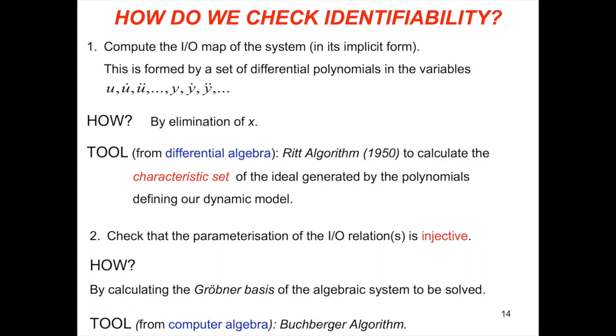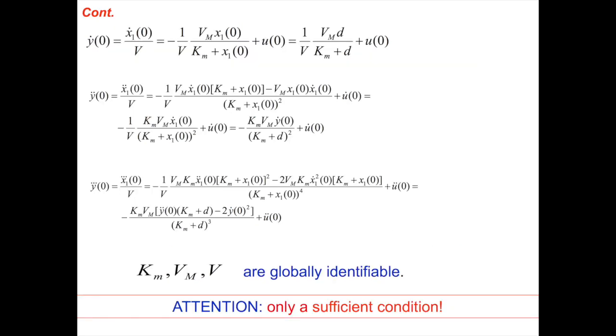So how do we check identifiability? The question is, how do we calculate the input-output map of the system? We are in the differential algebra setting, so our input-output map will be a set of differential polynomials in the variables u, y, and their derivatives. And how can we eliminate the x from the original dynamic model? We use an elimination algorithm coming from the differential algebra, which is the RIT algorithm. This RIT algorithm allows us to calculate the characteristic set of the ideal generated by the polynomials defining our dynamical systems. In the next two slides, I go into the detail.